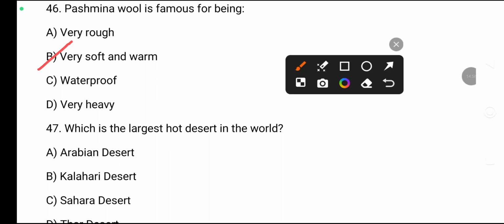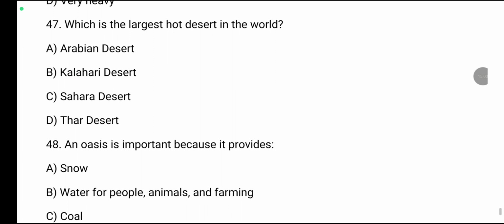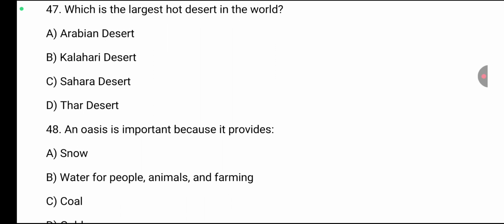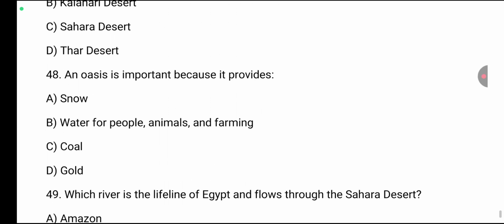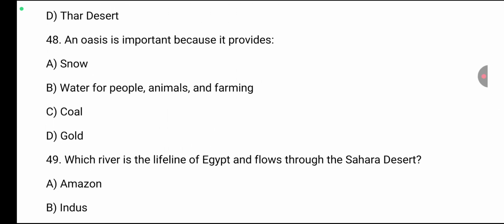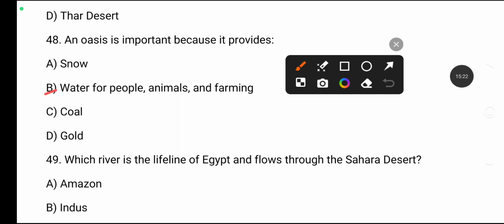Okay. Now moving on to question number 47. Which is the largest hot desert in the world? Arabian Desert, Kalahari Desert, Sahara Desert. Answer will be C, Sahara Desert. Okay. An oasis is important because it provides snow, water for people, animal farming, coal, gold. I think it will be B. Answer will be B.